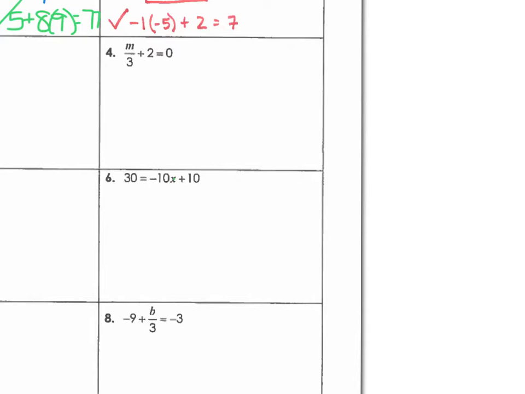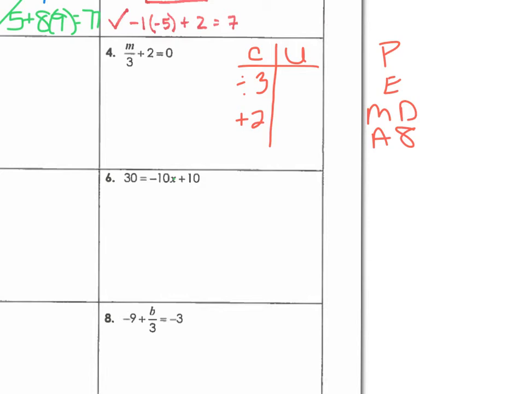Okay, sliding over to number 4. People freak out when they see the fraction bar. Okay, I don't want you to be one of those people, so let's talk it through. Alright, here's my clues and undos table. Remember, I'm doing PEMDAS backwards. Okay, so what is happening to our variable? Well, first it's being divided by 3. Okay, so according to PEMDAS, I should divide m by 3. After I do that, according to PEMDAS, I should add 2.